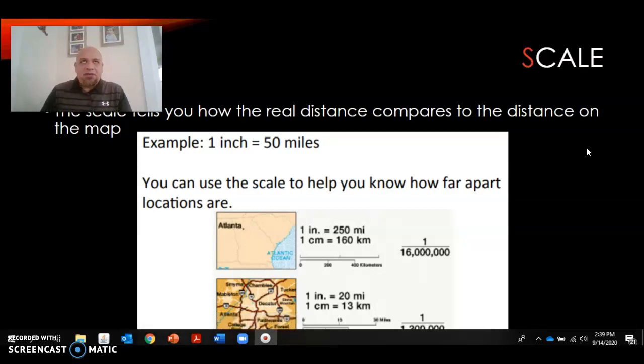So in summary, the map tools, if you use the word TODALS, the map tools are: the T is for title, the O is for orientation, the D is for date, the A is for author, the L is for legend or key, and then the S is for scale. So those are the map tools that you're going to use.